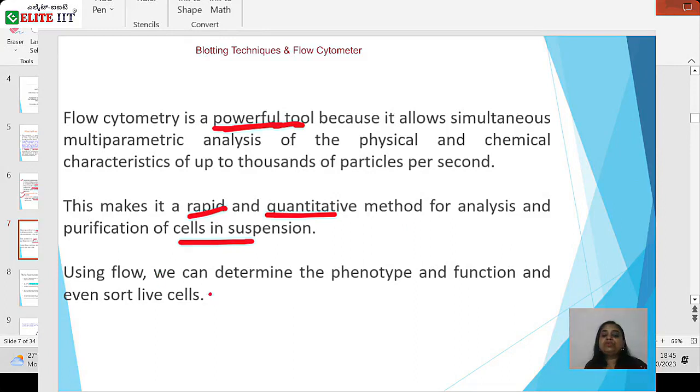Now, using flow, we can determine the phenotype. Phenotype means mainly we determine the size of the molecule and the function, and even short-lived cells. Why? Because within a second you can determine it. So if any molecule or any cell is short-lived, in that case you can determine it through the flow cytometry method.